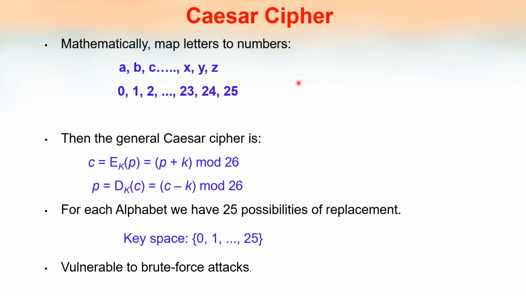This cipher mathematically maps letters to numbers. A starts from 0 till Z, which is 25. The general Caesar cipher formula is: ciphertext C equals E_K of P, which equals (P plus K) mod 26. Decryption: plain text P equals (C minus K) mod 26. For each alphabet, we have 25 possibilities of replacement. It is vulnerable to brute force attacks.